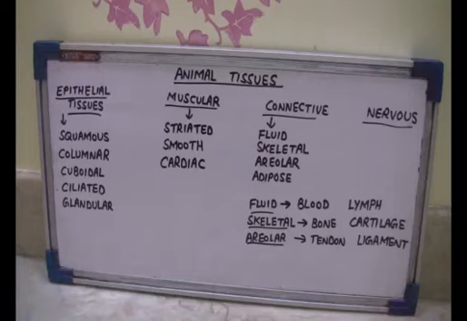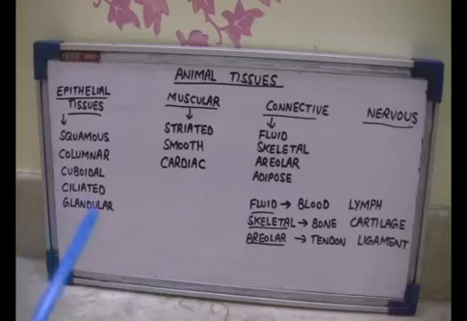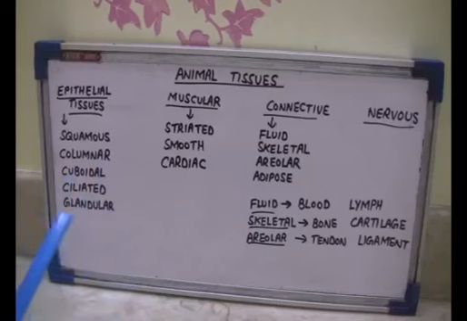Now epithelial tissues further are of five types: the squamous, columnar, cuboidal, ciliated and glandular. And the muscular tissues. Muscular tissues are of three types: striated, smooth and cardiac. The muscular tissues consist of the muscular fibers, and these tissues are responsible for the movement in our body. The muscular tissues contain a special protein in them called the contractile protein, and these proteins help them to contract and relax and cause the movement.